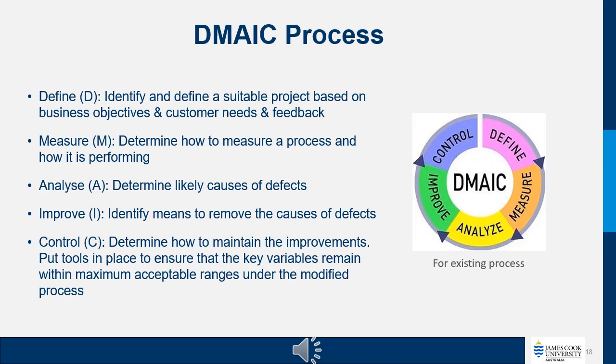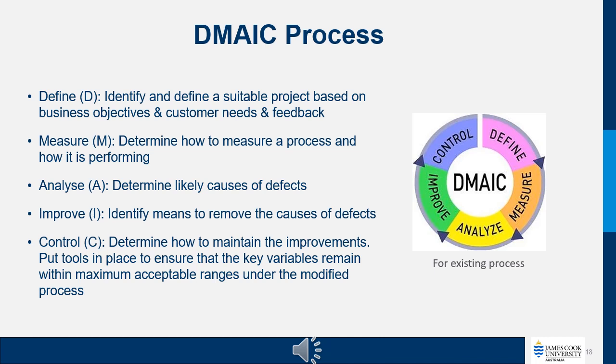The Six Sigma methodology follows a structured approach known as DMAIC, which stands for define, measure, analyze, improve, and control. Some brief of each of those. So, define: in this phase, the project team identifies and defines a suitable project based on the organization's business objective and customer needs. They gather feedback and understand the problem or opportunity that needs to be addressed.